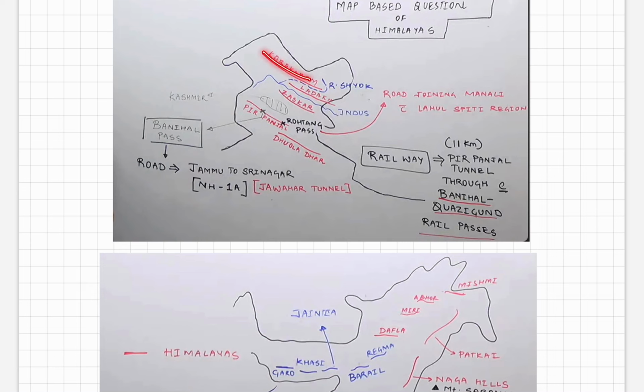The Shyok and Zaskar rivers flow between Karakoram and Ladakh, and between the Ladakh and Zaskar regions. Between the Zaskar or the Great Himalayas and the Pir Panjal range is the Valley of Kashmir, which also has the Wular Lake, a freshwater lake, the Banihal Pass and the Rohtang Pass in the Pir Panjal range.